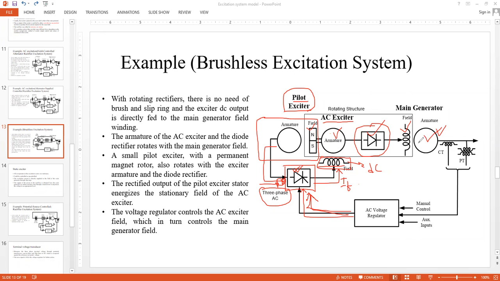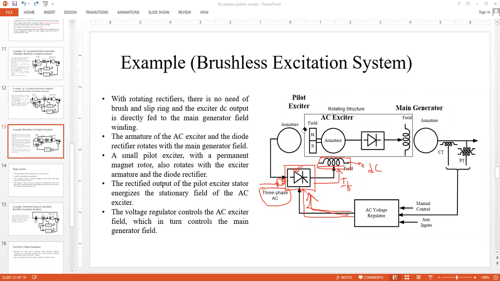And you can use any prime mover for rotating them. But on their own, actually, they cannot rotate. You have to have some mechanism to rotate them. But they are on the same shaft. That is true. That's why they are put in the same block.